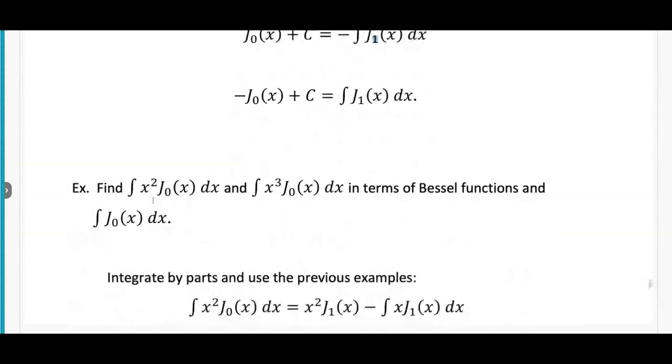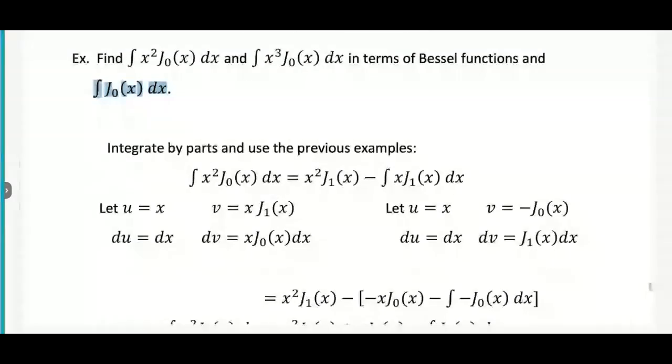So let's see this one. This one is saying find this one. In the integrand, this is x squared. In the integrand, this is x cubed. So find this and this in terms of Bessel functions, without x squared or x cubed in the integrand.